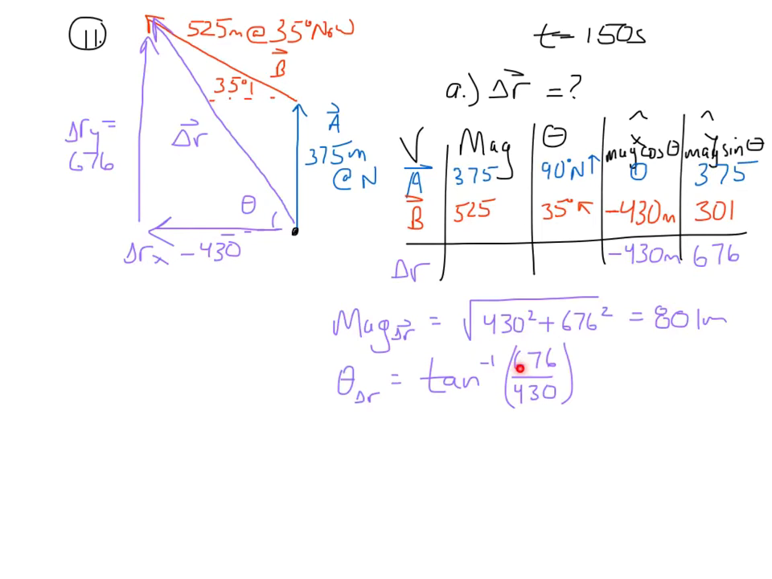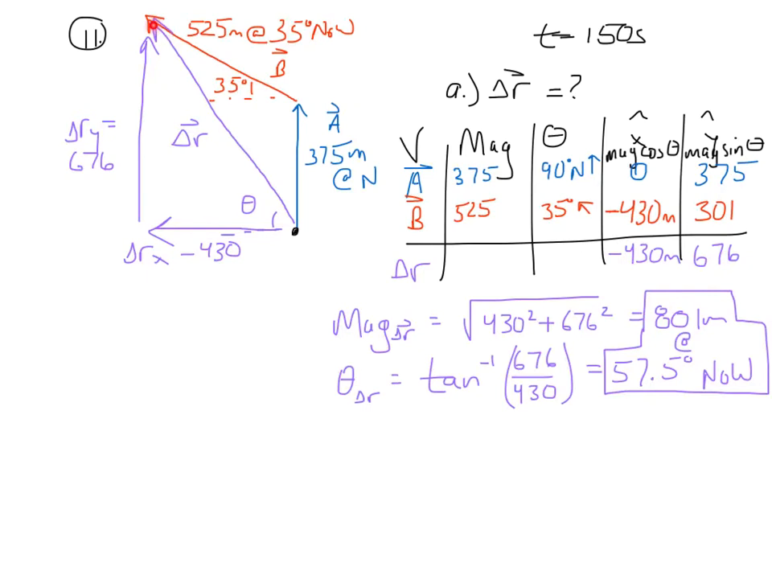I get 57.5 degrees. Now, what quadrant is that in? The negative x with positive y, right? Negative x, positive y. So that's going to be north of west. And that is our answer in magnitude direction form. 800 meters, that's our displacement that the person is walking. Starting here and ending up here, they displace themselves 801 meters at 57.5 degrees north of west. They do it in two separate segments, but totally from beginning to end, it's 800 meters at 57.5 north of west.